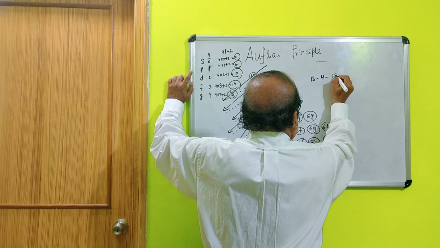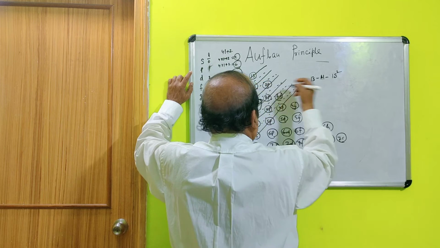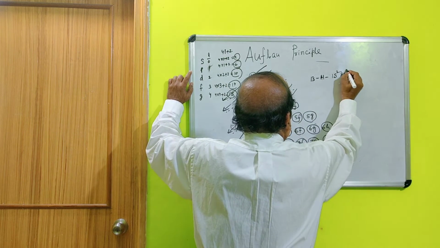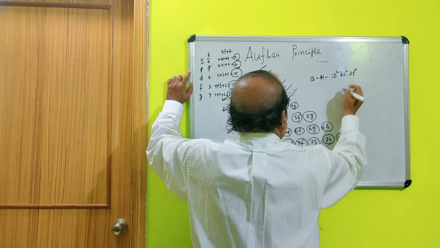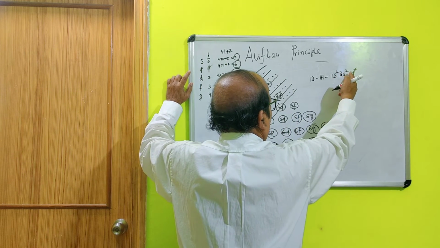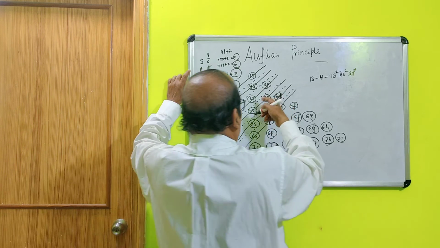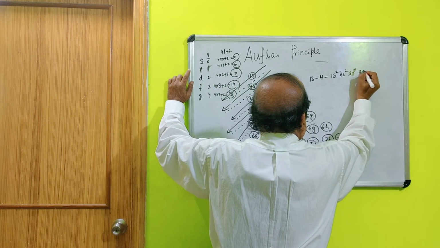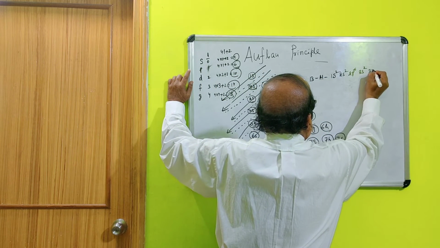Now for 13, what you will do? 1s, S has the capacity 2, then the electrons will go to 2s, 2, then 2p, 6, we have already 2, 2, 4, 6, 10. Now 3 more electrons to be filled up. After 2p, the electrons will go to 3s2, then after 3s, 3p1.